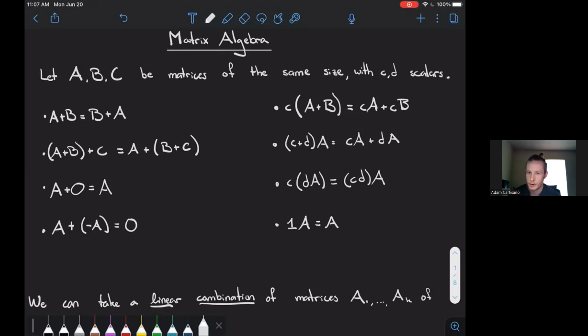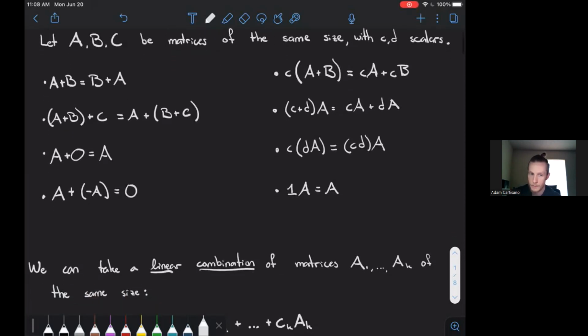Then we've got multiplicative associativity. So if you have these two scalars, c and d, you could take d and multiply by A and then take that matrix and multiply it by c. Or you could take the scalars c and d, multiply them together, and then scale A by that number. You will get the same matrix at the end of the day. And then this last one is the multiplicative identity. If you scale a matrix by the number 1, that's not going to do anything to the matrix, right? And these are all just direct consequences of the definitions of matrix addition and scalar multiplication, right?